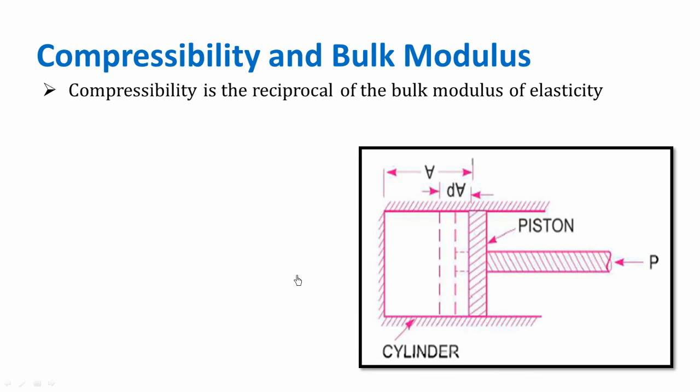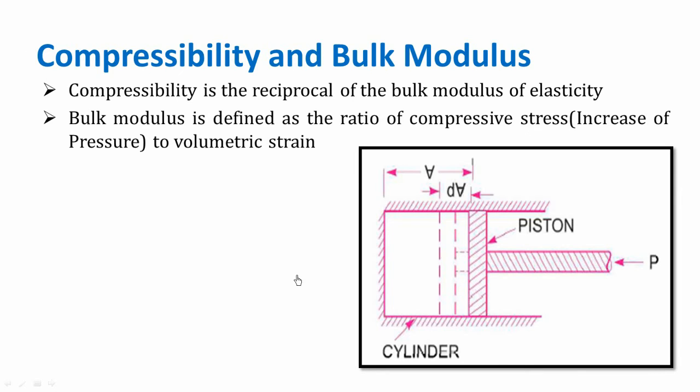Compressibility is nothing but the reciprocal of bulk modulus, that means it is the inverse of bulk modulus. So first we will define the bulk modulus, and with the help of bulk modulus we will go with the compressibility. Bulk modulus is the ratio of compressive stress to the volumetric strain. Compressive stress is sometimes called the increase of pressure. Volumetric strain, you already know from engineering mechanics, is nothing but dV by V.